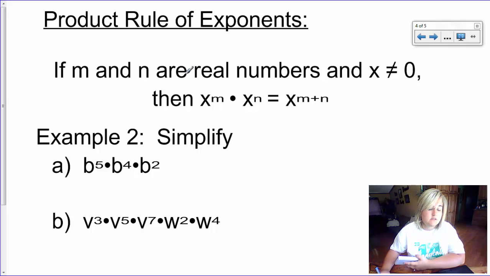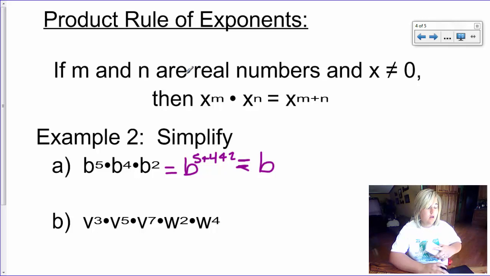So for example, I have b times b times b, they all have exponents, so my base is going to stay the same. It's going to still be b, and I'm going to take 5 plus 4 plus 2. So I'm going to show my work 5 plus 4 plus 2, and that gets me b, 5 plus 4 is 9, plus 2 is 11. So b to the 11th.